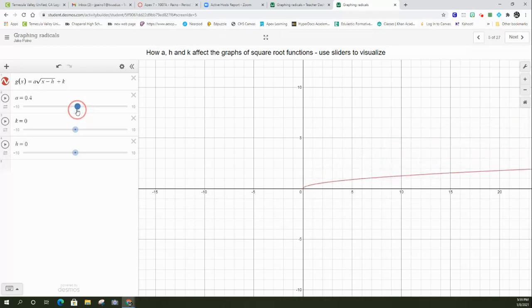It's the same thing that we've always done here. a stretches, compresses, reflects. h is the horizontal shift, and k is the vertical shift. And just like h and k control the vertex of a quadratic in vertex form, h and k control the initial point.